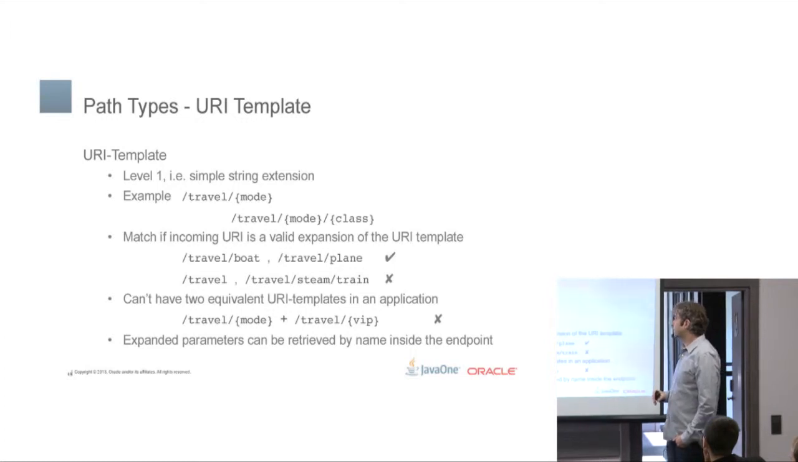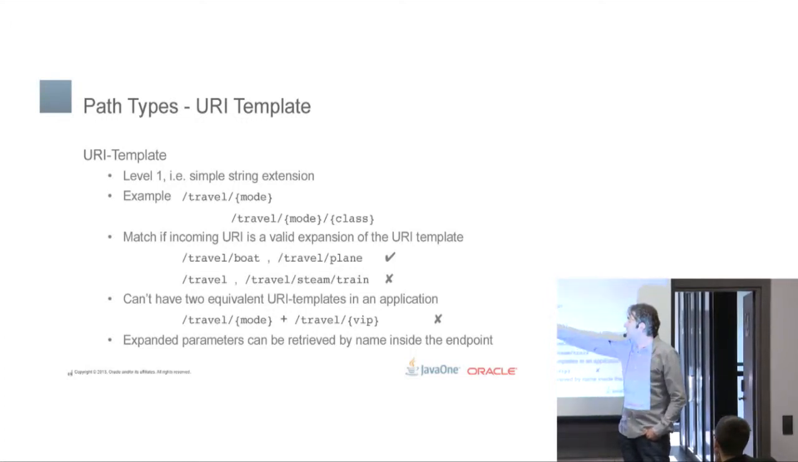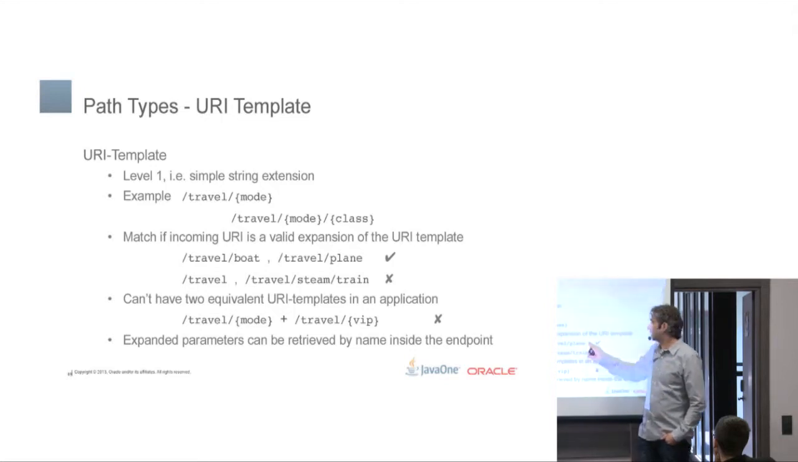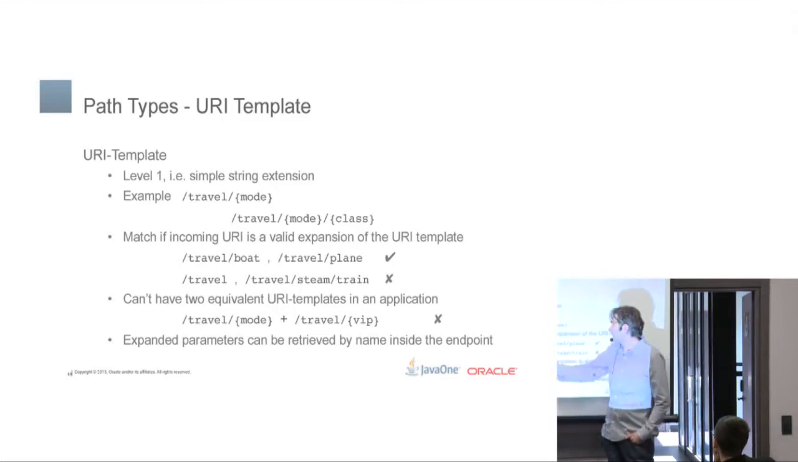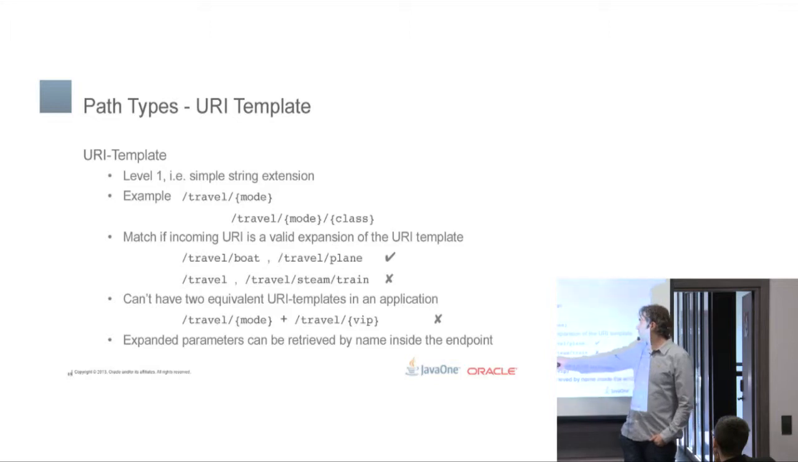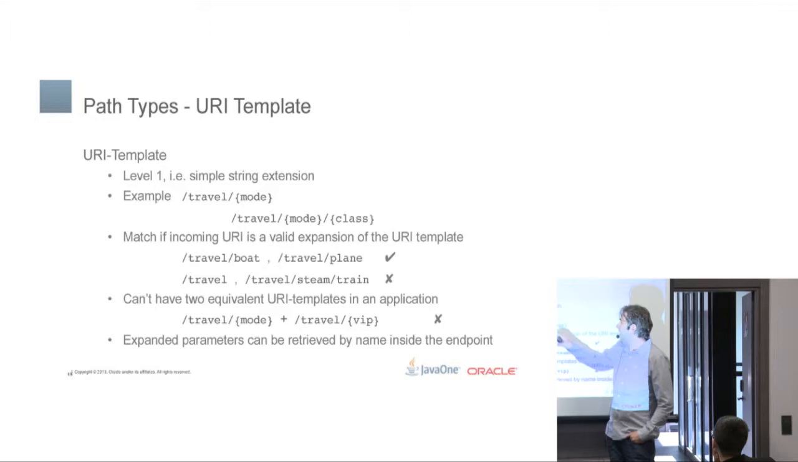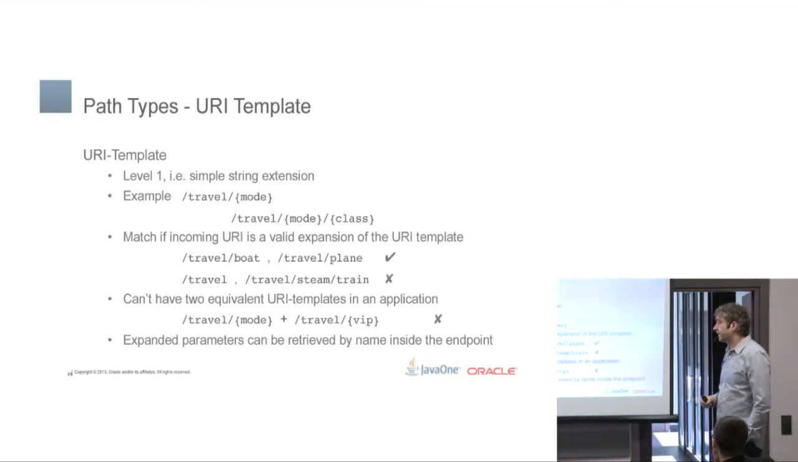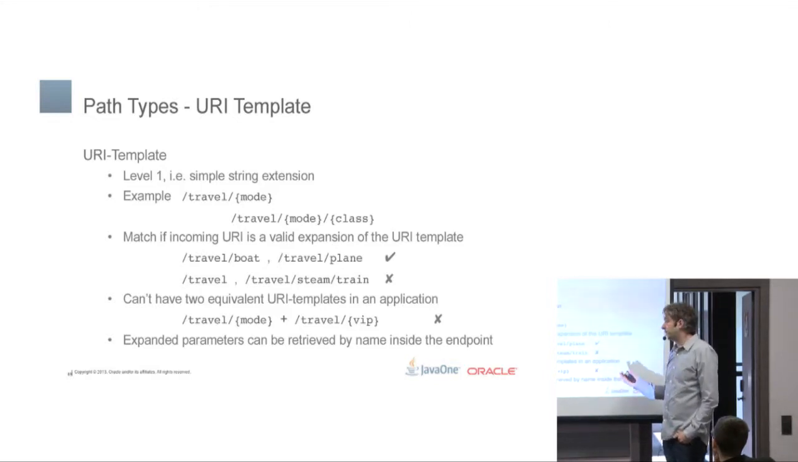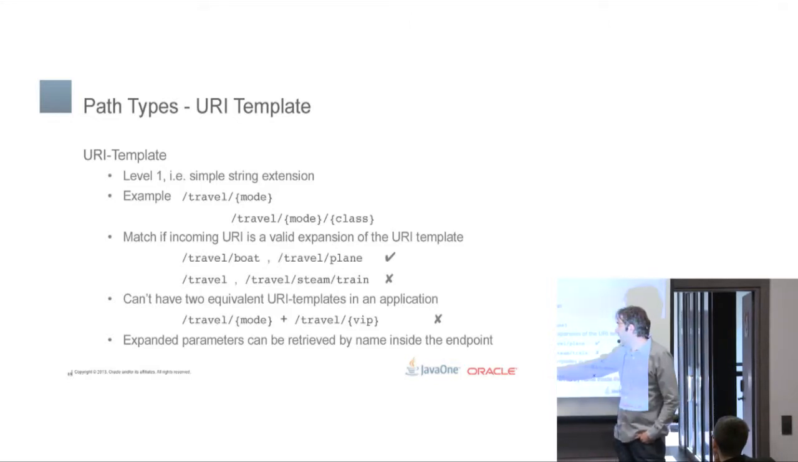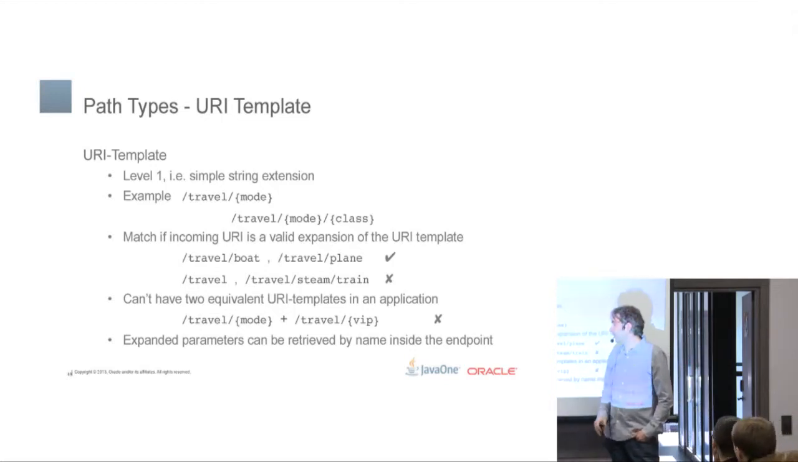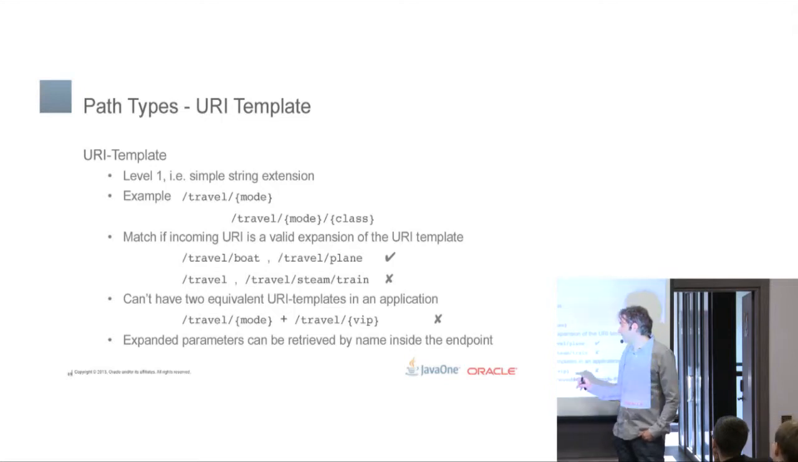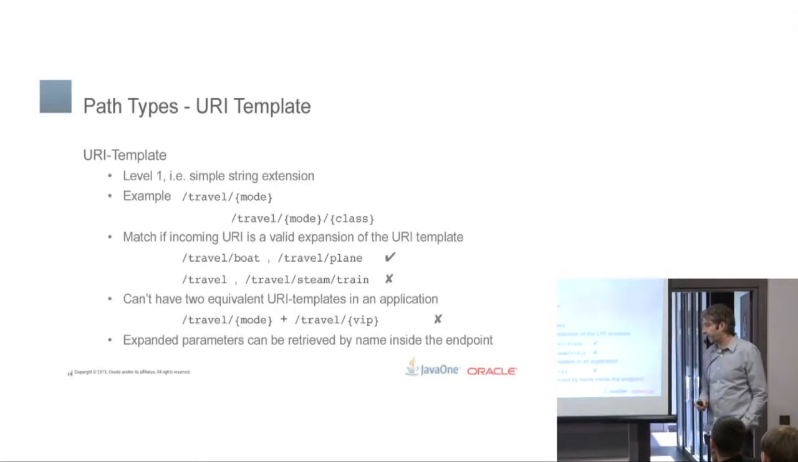So some examples. If we take that one, travel/{mode} is a template. travel/train is okay. travel/plane is okay. travel alone is not okay. And travel/steam/train is not okay because there is no way to map that path to that template. And templates also have to be unique. So travel/{mode} is okay alone, but within the same endpoint, travel/{mode} and travel/{VIP}, that won't work.